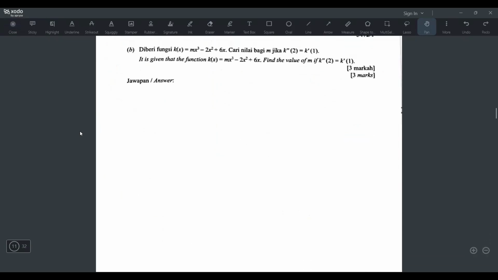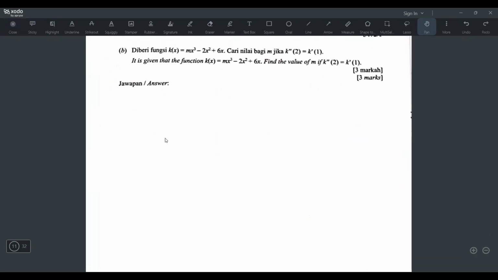Okay, this question is not over yet. There's still a part B here. So let's continue. Let's read. It is given that the function k(x) equals m x to the power 3 minus 2x squared plus 6x. Find the value of m if k double prime 2 equals k prime 1. So they want to find m, right?